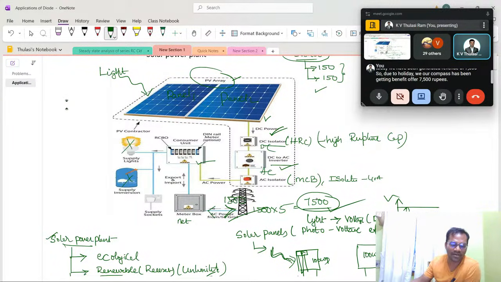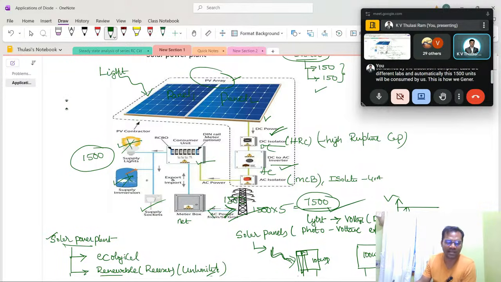But when you have the college today, the total power generated will be consumed by the classrooms, computer labs and different labs, and automatically these 1500 units will be consumed by us.